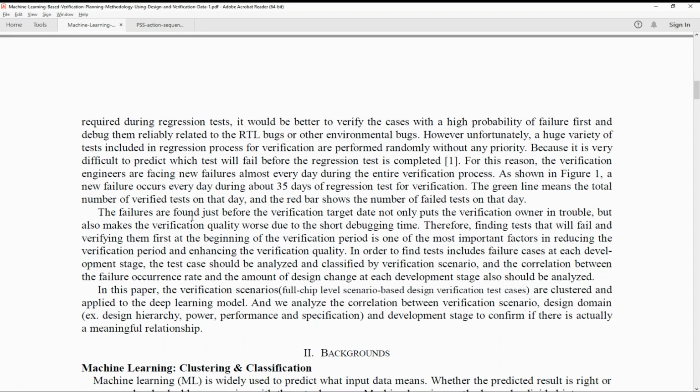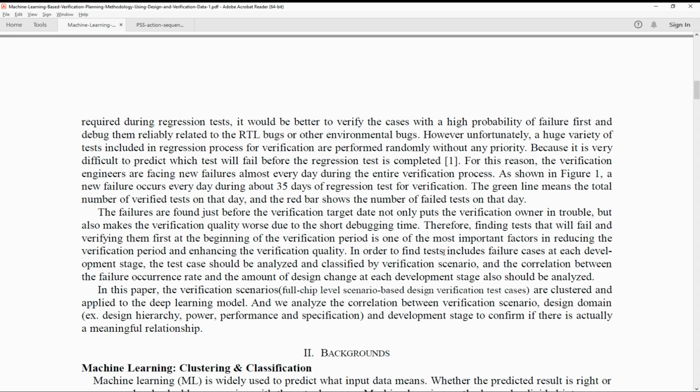A failure found just before the verification target date not only puts the verification owner in trouble, but also makes the verification quality worse due to the short debugging time. Therefore, finding tests that will fail and verifying them first at the beginning of the verification period is one of the most important factors in reducing the verification period and enhancing the verification quality.